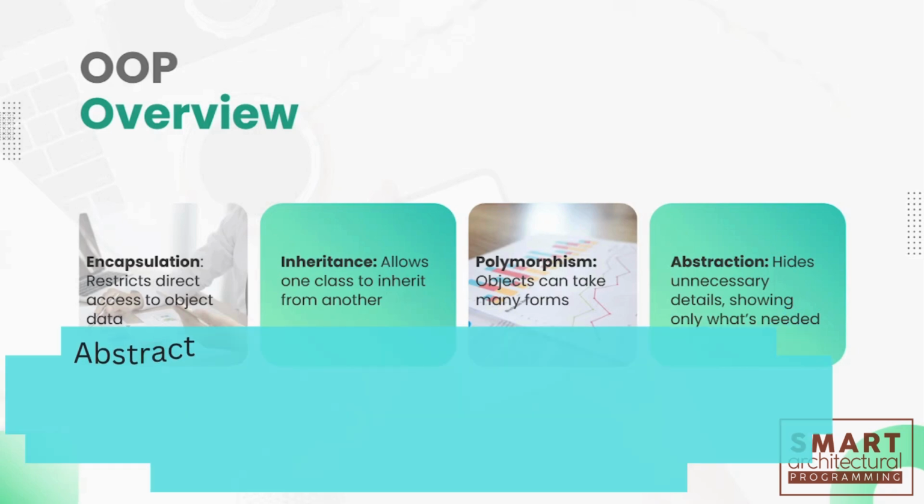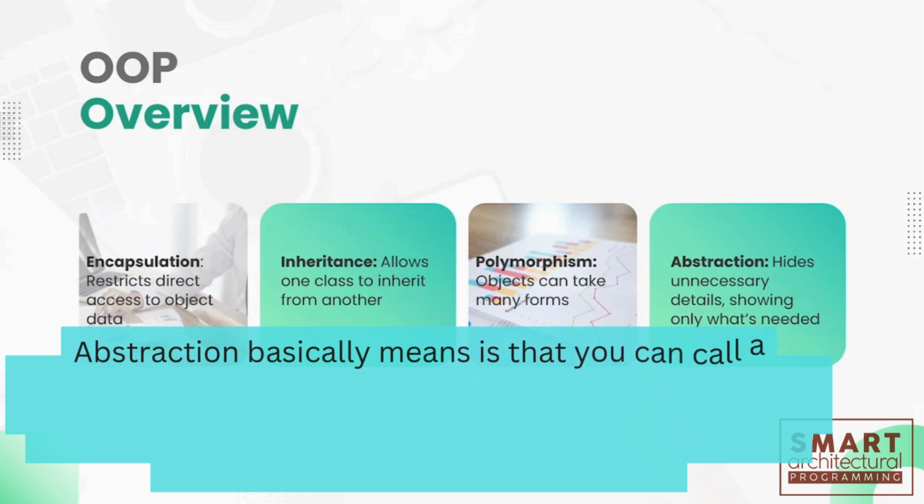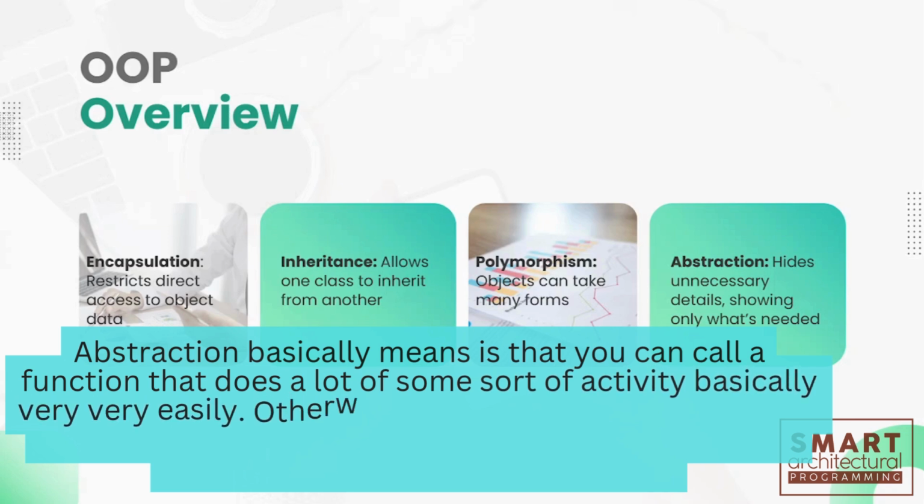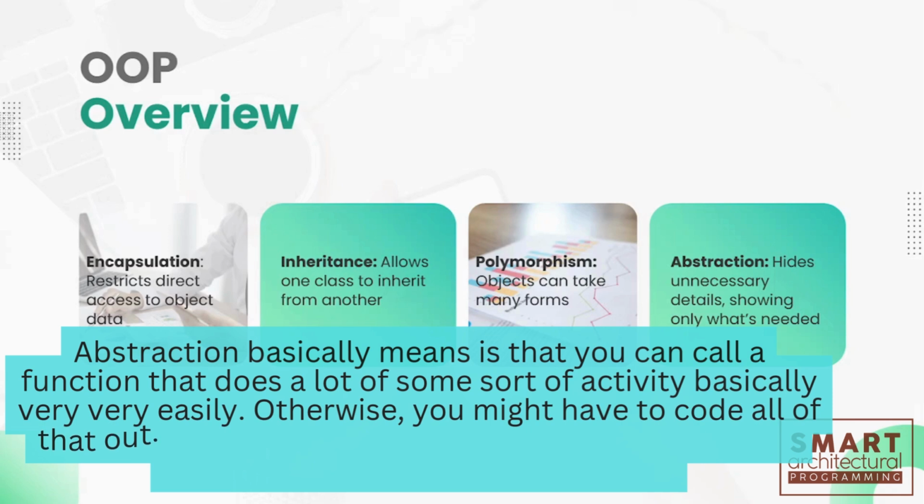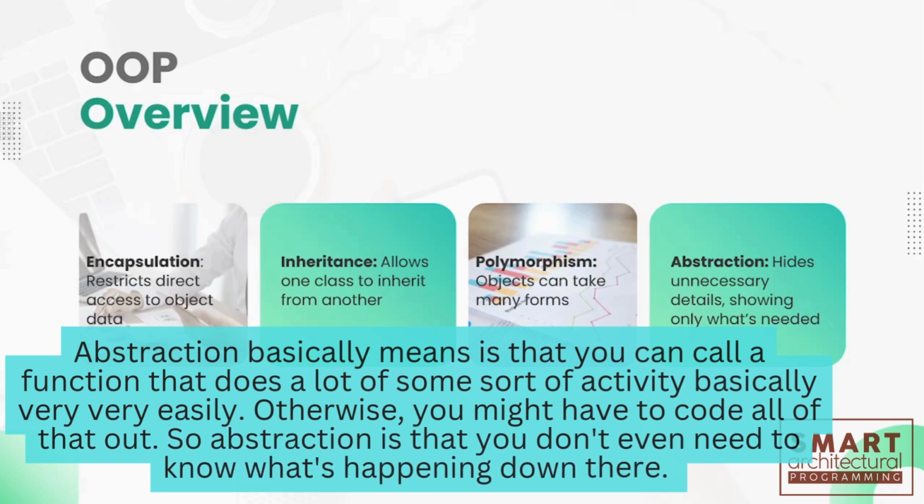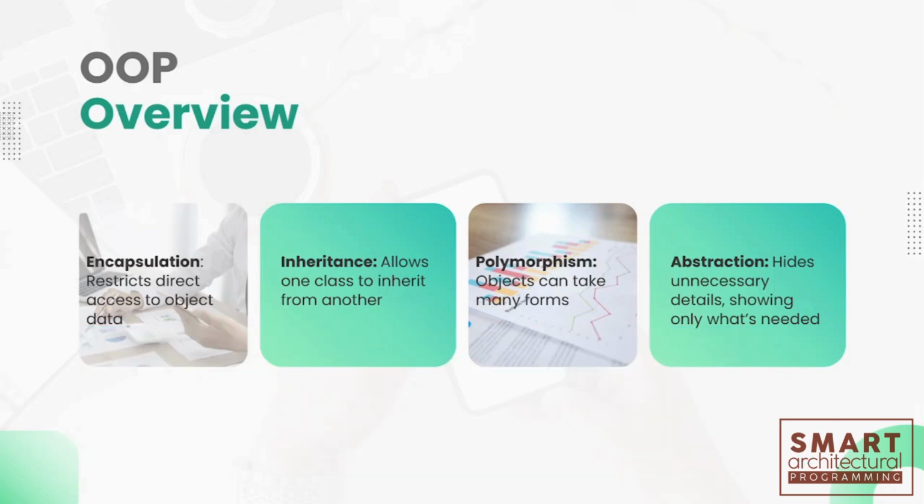You can have a lot of features within a programming language, but abstraction basically means that you can call a function that does some sort of activity very easily. Otherwise, you might have to code all of that out. So with abstraction, you don't even need to know what's happening down there. You can leverage this function and get that done, and that is an important aspect of Java object-oriented programming, where you only need to see what's needed, not the sub-activity that is used to get to the main logic that you're trying to create.